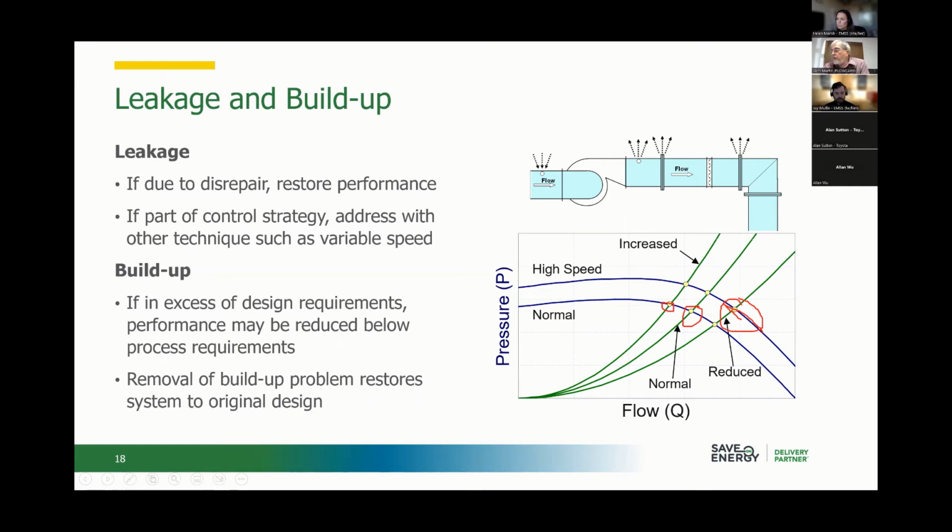With buildup, well, you've got to keep your system clean. You can't have any buildup out there. I got a funny story to tell you, Jay. I promise I'll be fairly quick.